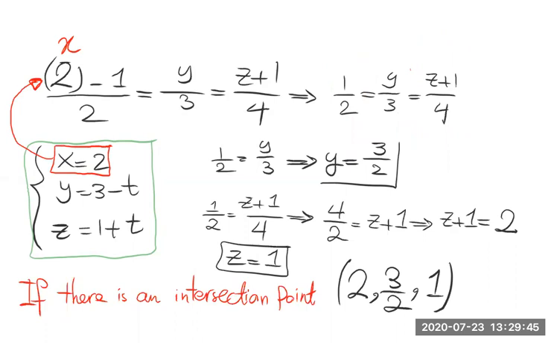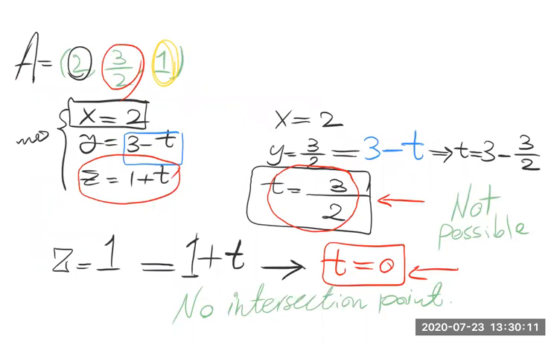I used that to compute the values of y and z, because 1/2 should be y/3. That gives me y. And 1/2 should be equal to z plus 1/4. That would give me z. So I have x, y, and z. I should only check if this point, x, y, and z, is a point on this other line too. Well, if it was 2 plus 2t, we could do the same thing.